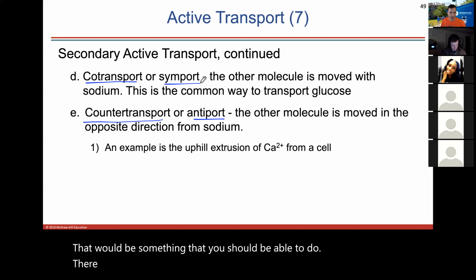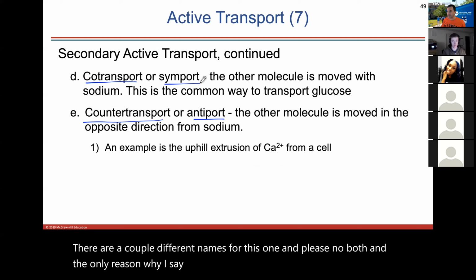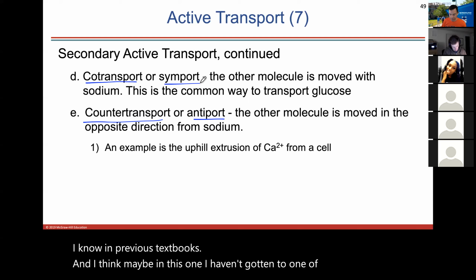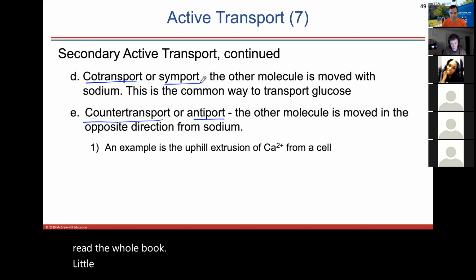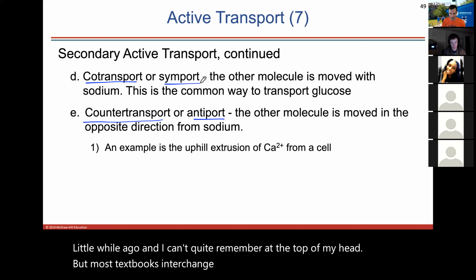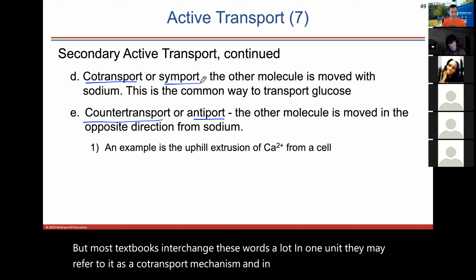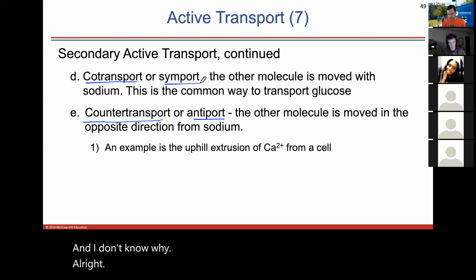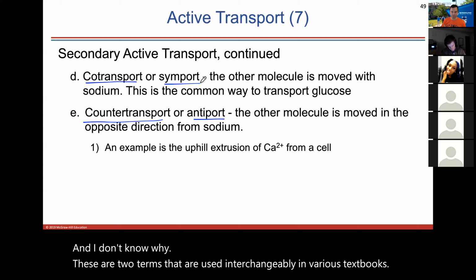There are a couple different names for this one, and please know both. The only reason I say know both is that I know in previous textbooks, and maybe in this one, I read the whole book a little while ago and can't quite remember off the top of my head. But most textbooks interchange these words a lot. In one unit, they may refer to it as a co-transport mechanism, and in another portion of the book, they'll call it symport. I don't know why. These are two terms that are used interchangeably in various textbooks, so please just be comfortable with both terms.